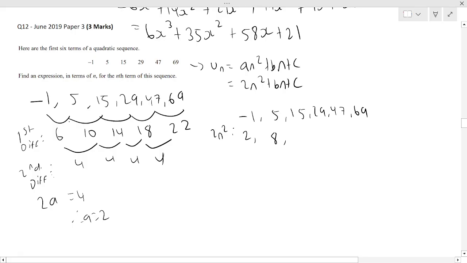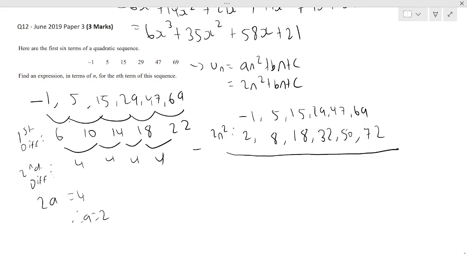3 squared would be 9 times 2 is 18. 4 squared would be 16 times 2 is 32. 5 squared would be 25 times 2 is 50. 6 squared would be 36 times 2 is 72. Okay. Now what I'm going to do is you subtract them term by term and you'll notice what happens. So -1 minus 2 is -3.